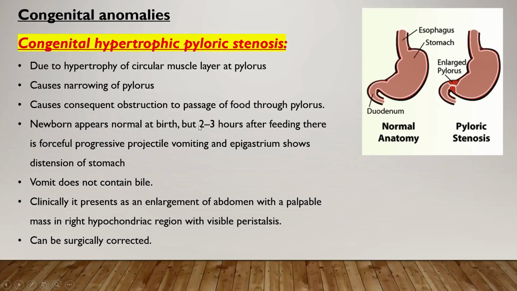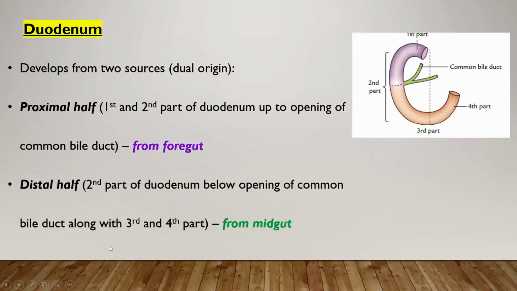Newborn appears normal at birth, but 2-3 hours after the feeding there is forceful progressive projectile vomiting, and epigastrium shows distension of stomach. Vomit does not contain bile. This is the most important thing. Projectile vomiting and vomit does not contain bile indicates it is congenital hypertrophic pyloric stenosis. Clinically, it presents as an enlargement of abdomen with palpable mass in right hypochondriac region with visible peristalsis, and it can be surgically corrected.